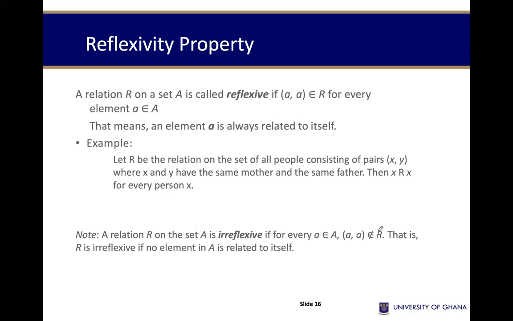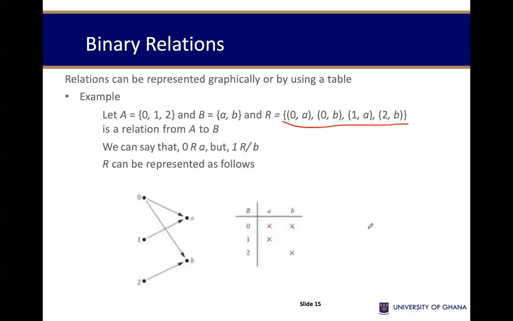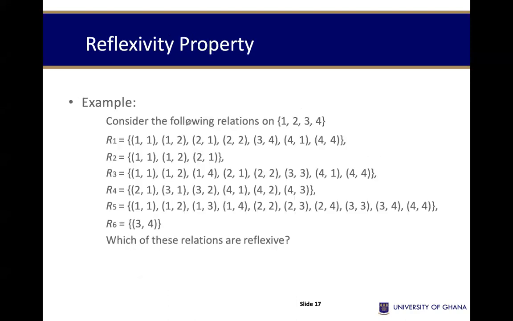So once the relation is given, for example, like this one, if I was having 0 is related to itself, then we can have another type of reflexivity in there. But when I come here, I have considered the following relations on the set 1, 2, 3, 4.